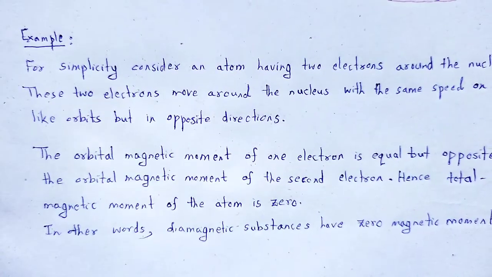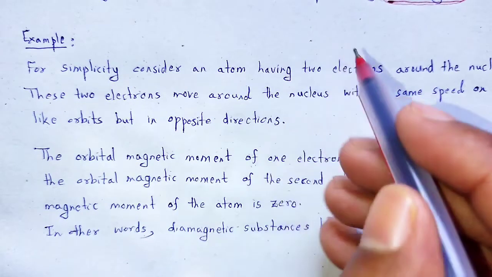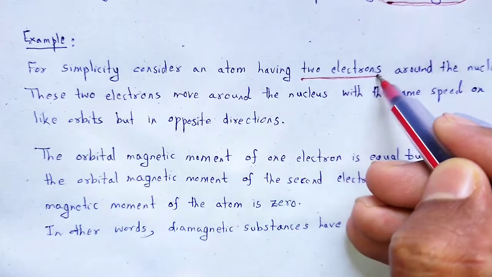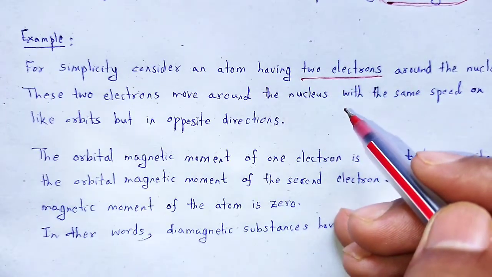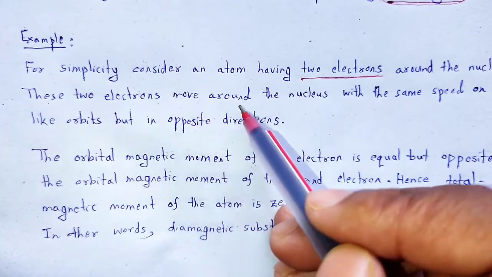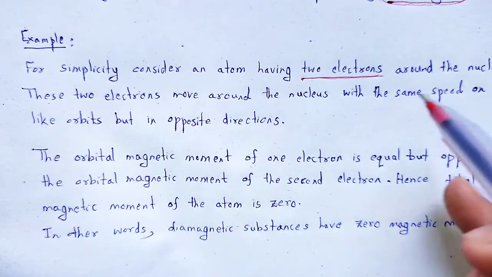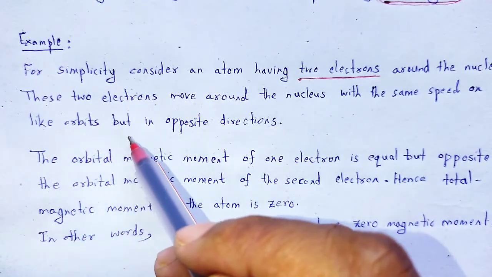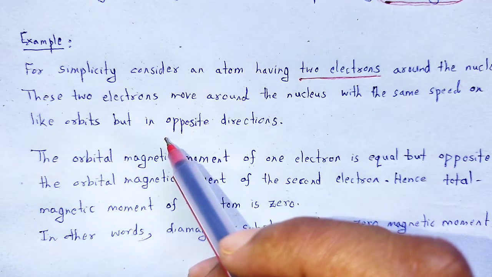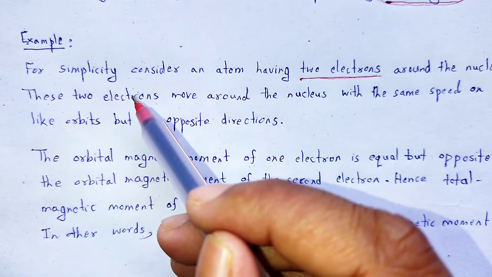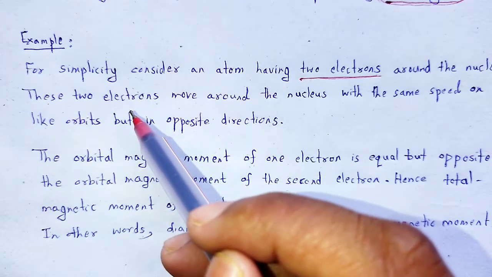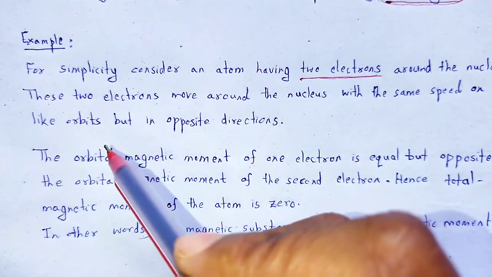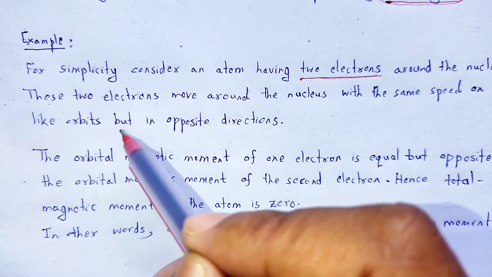For simplicity, let me consider an atom having 2 electrons. 2 electrons means it is even. These 2 electrons move around the nucleus with the same speed on the same orbit, but in opposite directions. As their spins are different, one is up and another one is down, the electrons move around the nucleus with the same speed on the same orbit, but in opposite directions.